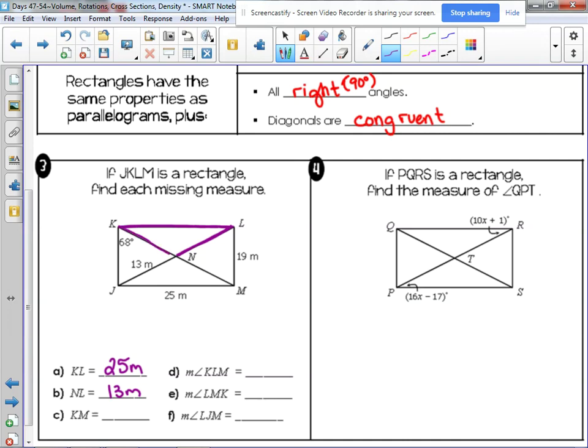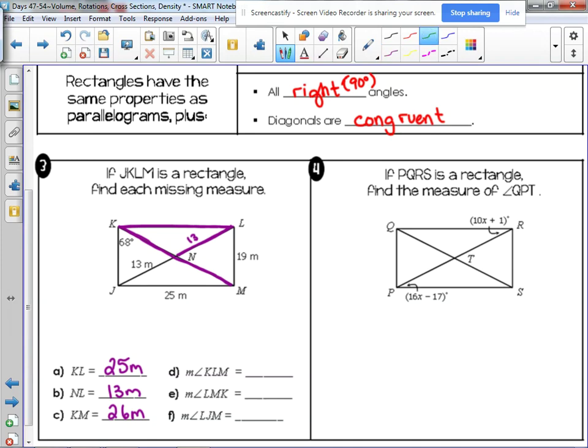KM. KM is the entire other diagonal. Nothing is labeled on KM, but what is true about our diagonals in a rectangle? They're congruent. So KM is congruent to JL. How long is JL? 26. So KM is also 26. Questions about anything I did on those three?